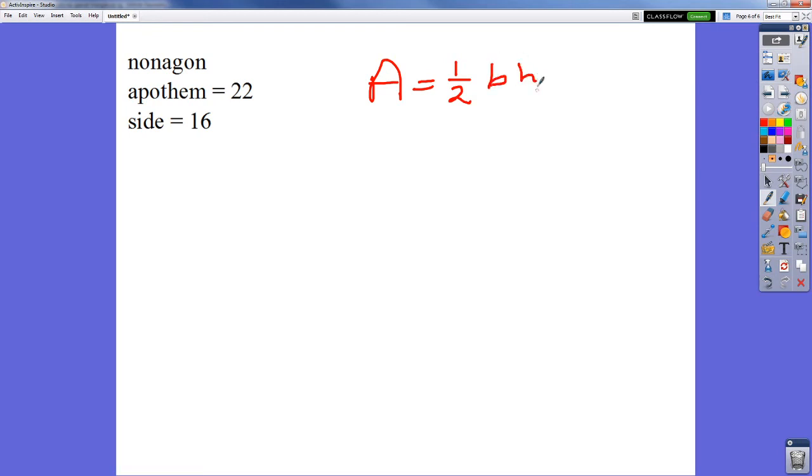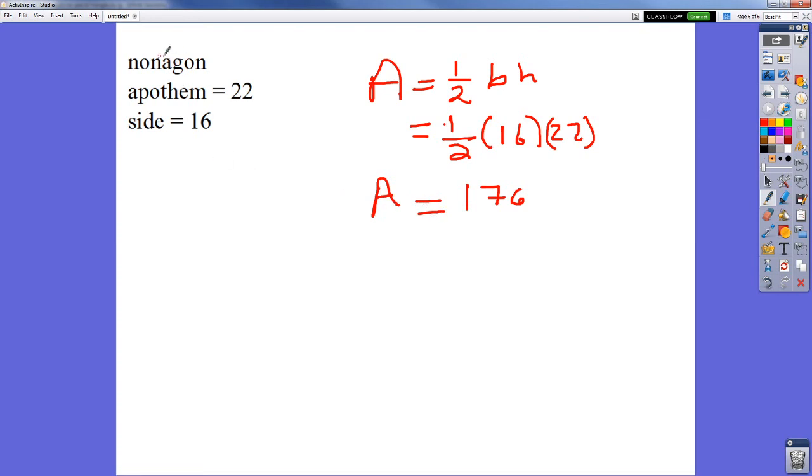1/2 base times height, which is 1/2 of 16 times 22. We're going to do half of 16. That's 8 times 22 is 176, I believe. Yeah, that sounds right. So this is your area, again, of one triangle.